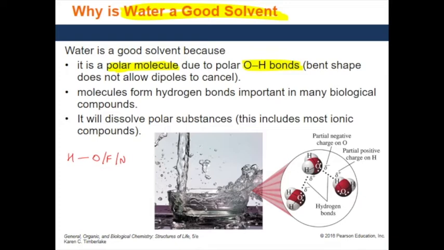Most of the time, those molecules can form hydrogen bonds with water, and that basically helps them to dissolve in water. So any polar substance or ionic compound can make interactions with water, and that's why water is a very good solvent.